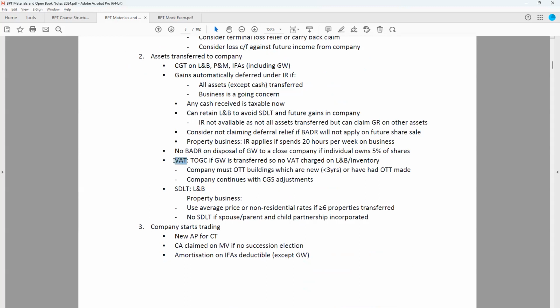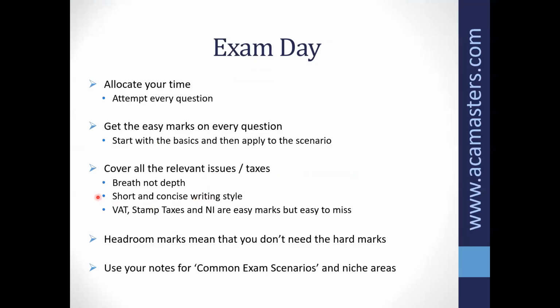But actually, bringing in VAT and stamp duty will get you quite a few more marks, and it should be relatively straightforward. In most cases, it'll be a transfer of a going concern, so there'll be some nice easy marks there. And even saying a new accounting period starts with corporation tax, again, a nice easy mark there. So make sure you cover the full range of taxes, the full range of issues, and the best way to have the capacity to do this is to have a short, concise writing style, so you can get more points down in the time.